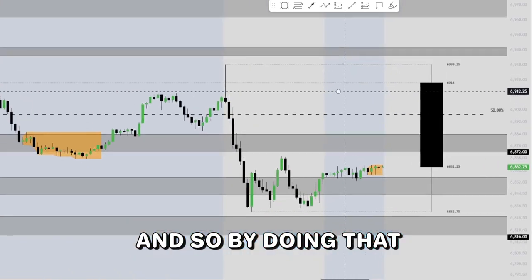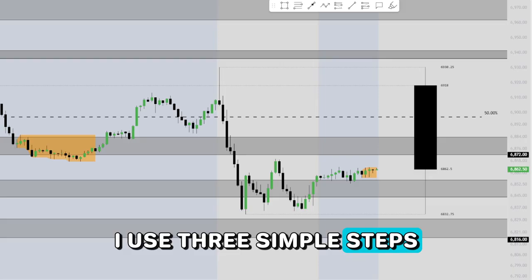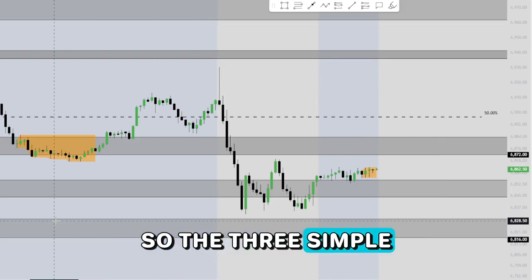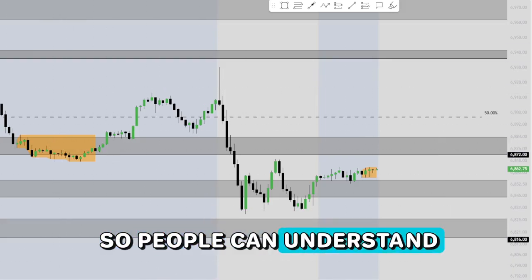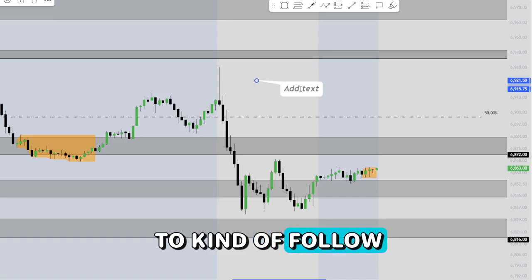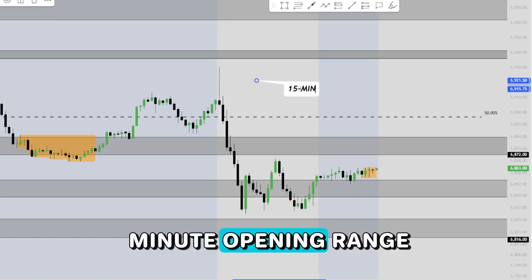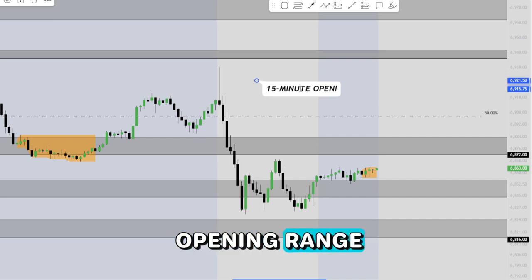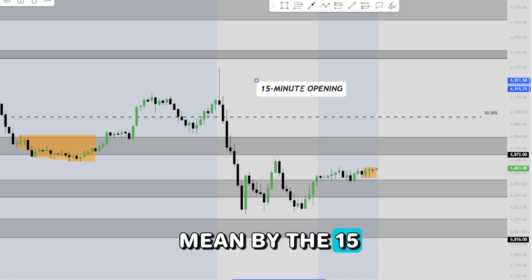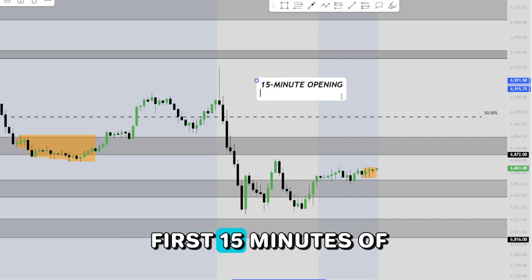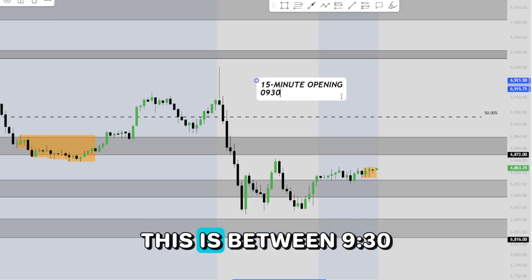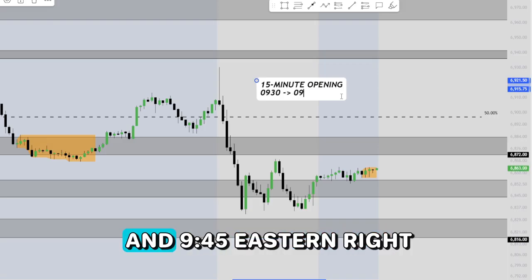To do that, I use 3 simple steps, and I want everyone to follow along with this. The first thing I do is look for the 15-minute opening range. What do I mean by the 15-minute opening range? This is the first 15 minutes of the market open, between 9:30 and 9:45 Eastern.